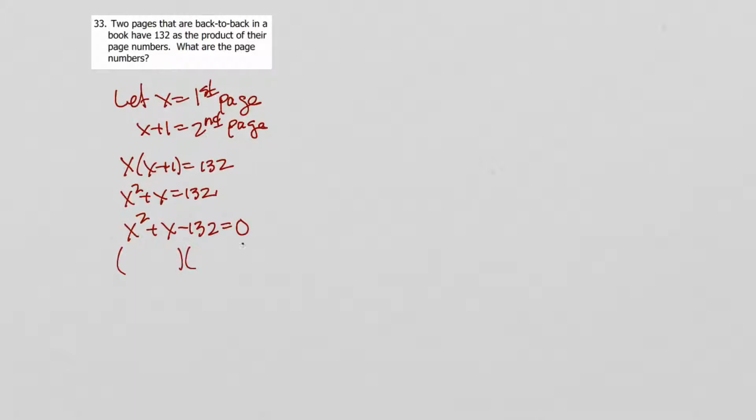We're going to factor this. Our 2 parentheses, don't forget to equal 0. We're going to start with an x and an x. And now, this 132, let's try this. So 132, we could go with 132 and 1. Those don't differ by 1.